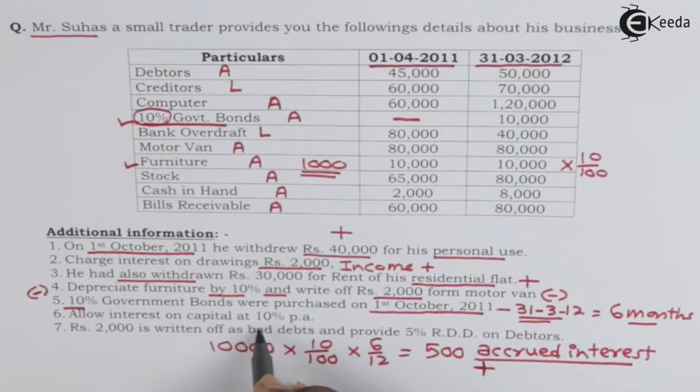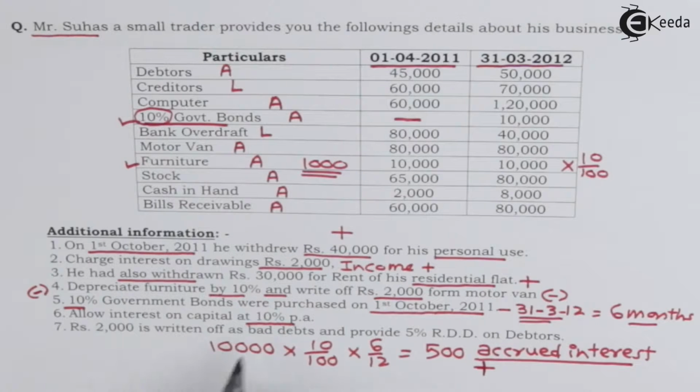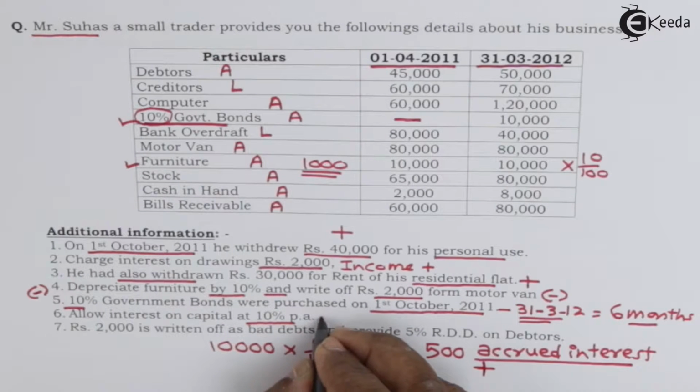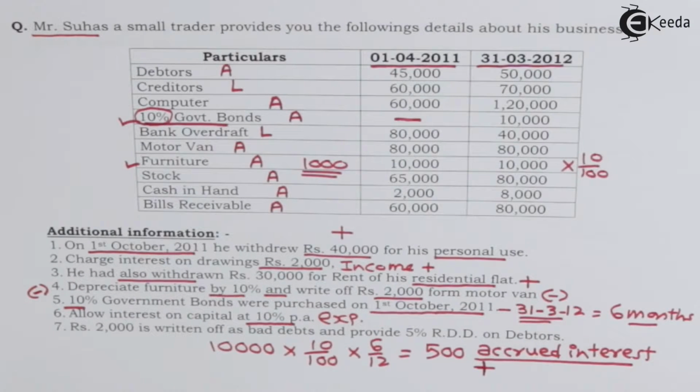Allow interest on capital 10% per annum. This will be calculated on opening capital. This will be kind of expense. It has to be subtracted. We don't have the balance of opening capital at the beginning of the year. We are required to prepare statement of affairs to find out opening capital. Then we can calculate 10% interest on it.